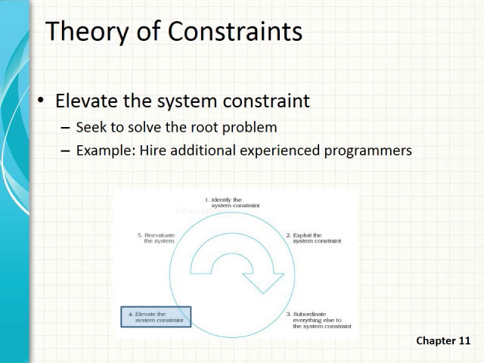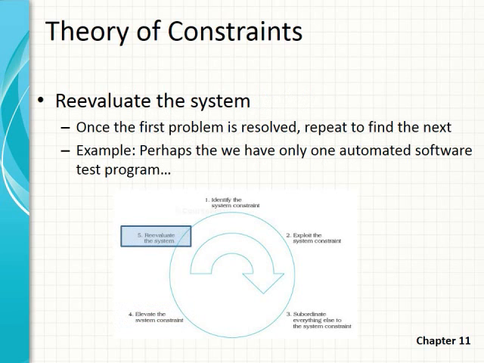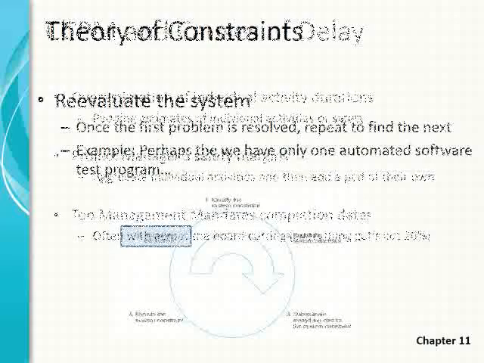The next step is to elevate that system constraint, and that means to seek to solve the root problem. Well, the root problem is I only have a single expert programmer. Maybe a solution to that is to hire additional experienced programmers. So after we're done exploiting our system for that first constraint, we'll repeat the process, right? Perhaps we only have one automated software test program, and we need to work on that as our next constraint. Ultimately, we're optimizing the entire system, our entire project schedule.